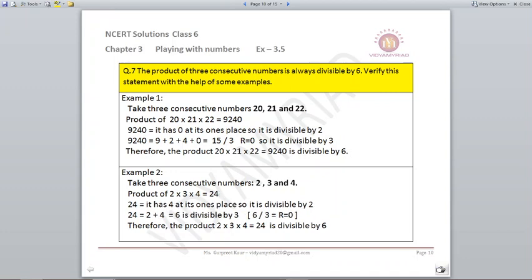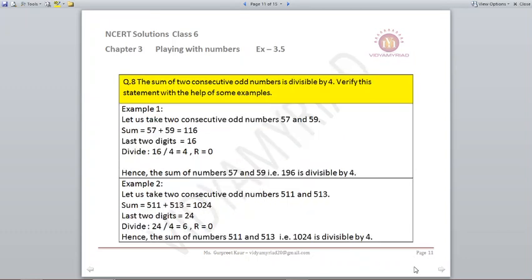Example 2. I have taken here 3 consecutive numbers as 2, 3 and 4. Now what is 2 into 3 into 4? 24. Now here 24 is divisible by 2 and 24 is also divisible by 3 because the sum of the digits, 2 plus 4, is 6 and 6 is divisible by 3, remainder is 0. So when it is divisible by 2 and it is divisible by 3, it means it will be divisible by 6 also.